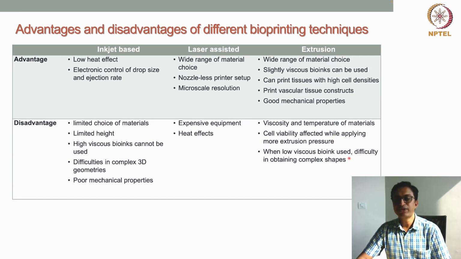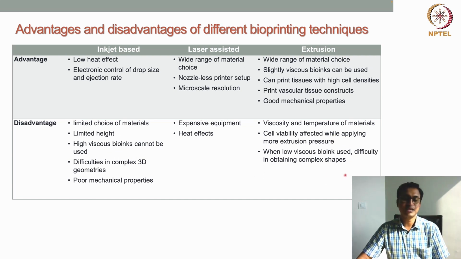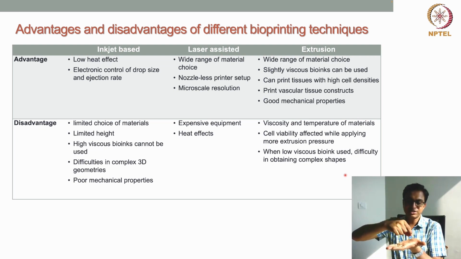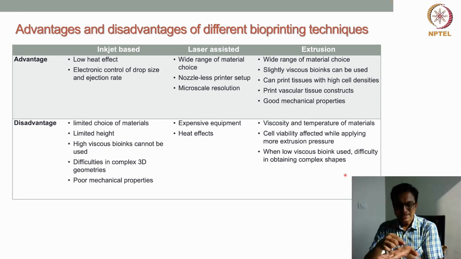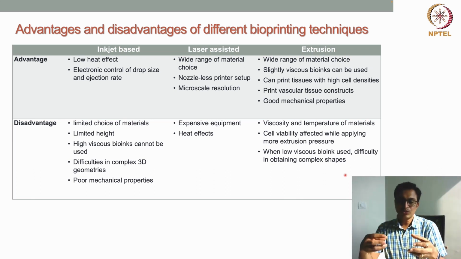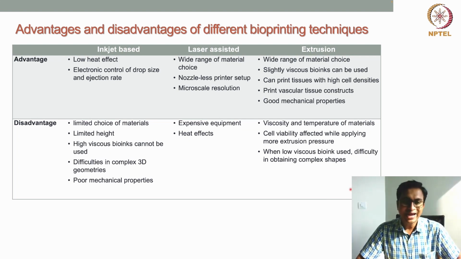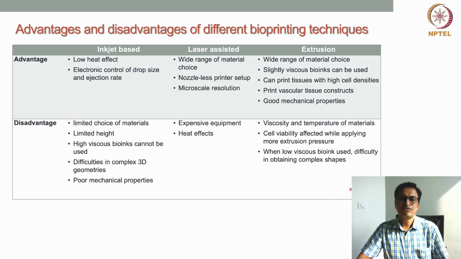Now, a low viscous bioink makes it difficult to build complex shapes. Low viscous bioink can also be used for extrusion bioprinting, but when it comes out, the printed filament generally collapses due to the low viscosity of the material, which cannot hold itself. So we cannot create very complex shapes with a low viscous bioink. That is one challenge in case of extrusion based bioprinting. So these are the advantages and disadvantages of these three bioprinting techniques.